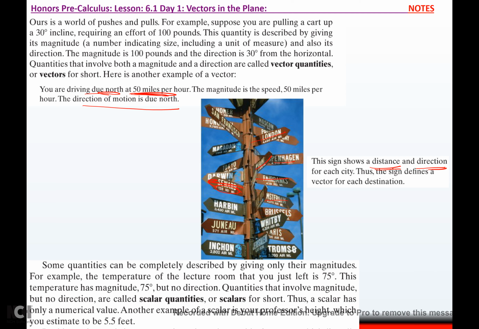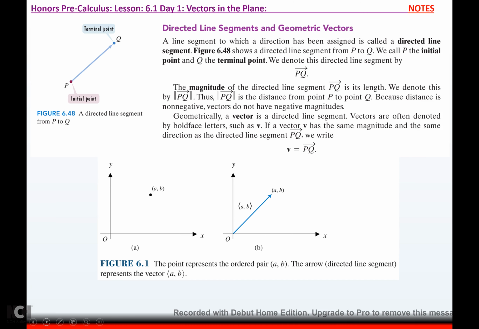Some quantities can be completely described by giving only their magnitudes. For example, the temperature of the lecture room that you just left is 75 degrees. This temperature has magnitude, 75 degrees, but no direction. Quantities that involve magnitude but no direction are called scalar quantities, or scalars for short. Thus, a scalar has only a numerical value. Another example of a scalar is your professor's height, which you estimate to be about 5.5 feet. All right, so what is it with all this stuff?